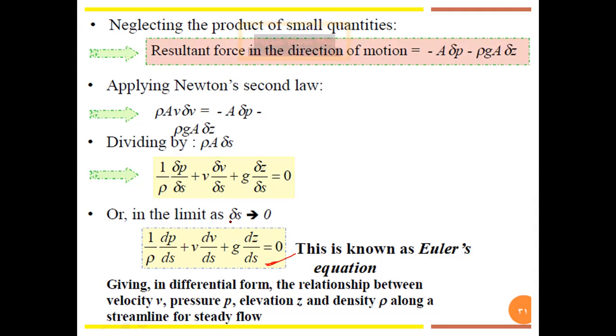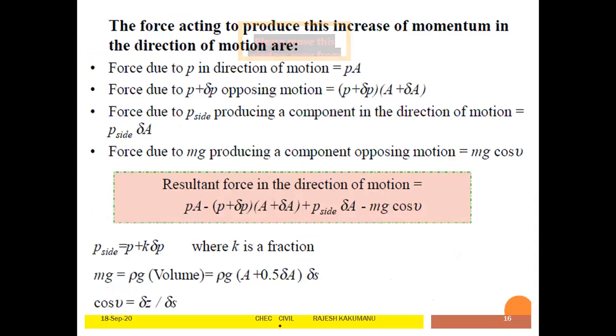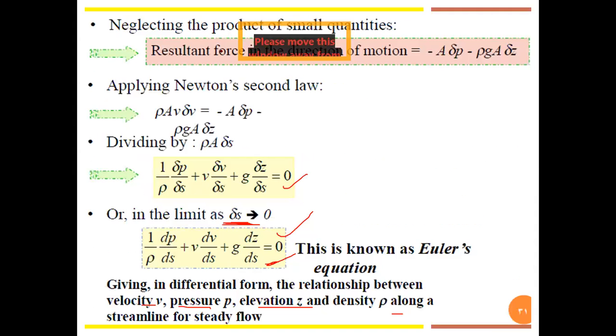After taking this into consideration, this equation can be written in this form. So what is this equation? We call it Euler's equation. Giving the differential form, the relationship between the velocity V, the pressure P, the elevation Z, and the density ρ along the streamline for steady flow can be written as 1 by ρ ∂P by ∂S plus V ∂V by ∂S plus g ∂Z by ∂S is equal to 0, right?